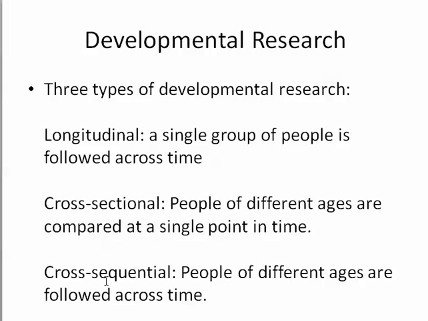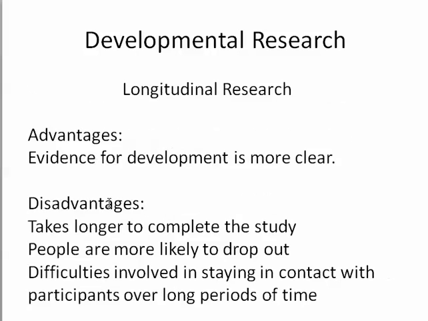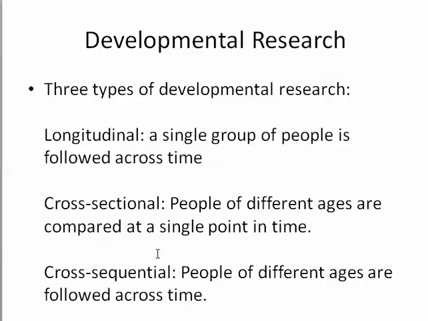By doing this type of study, I actually still get data from all of the ages that I want to compare. I still have data at age 20, data at age 40, and data at age 60. And I've actually collected that data from 2 groups of people instead of 3 like I would in a cross-sectional study. So in a cross-sequential study, you're actually following different groups of people across time.